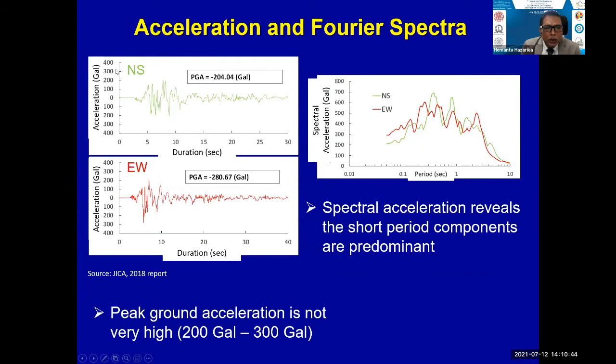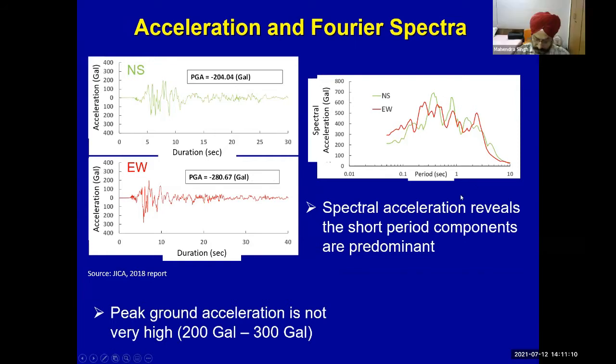This is the north-south component of the acceleration recorded by the stations installed by JICA of Japan, and this is the east-west. As you can see, the acceleration itself, the peak ground acceleration, is not that high. It's about 200 gal to 300 gal.